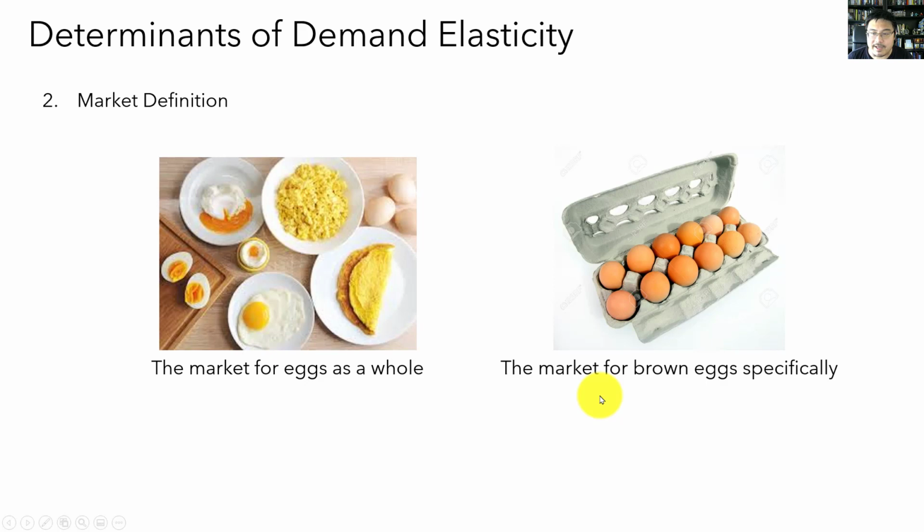In fact, the price of brown eggs can't really go much above or below the price of white eggs, because if the price of brown eggs goes above the price of white eggs, then no one's going to want to buy brown eggs, right? Everyone's going to switch to buying white eggs. And on the other hand, if the price of brown eggs falls below the price of white eggs, then there's going to be a huge increase in demand as everyone switches away from buying white eggs to buying brown eggs. And so we can say that the demand for brown eggs specifically is going to be very elastic and very sensitive to changes in the price of brown eggs specifically.